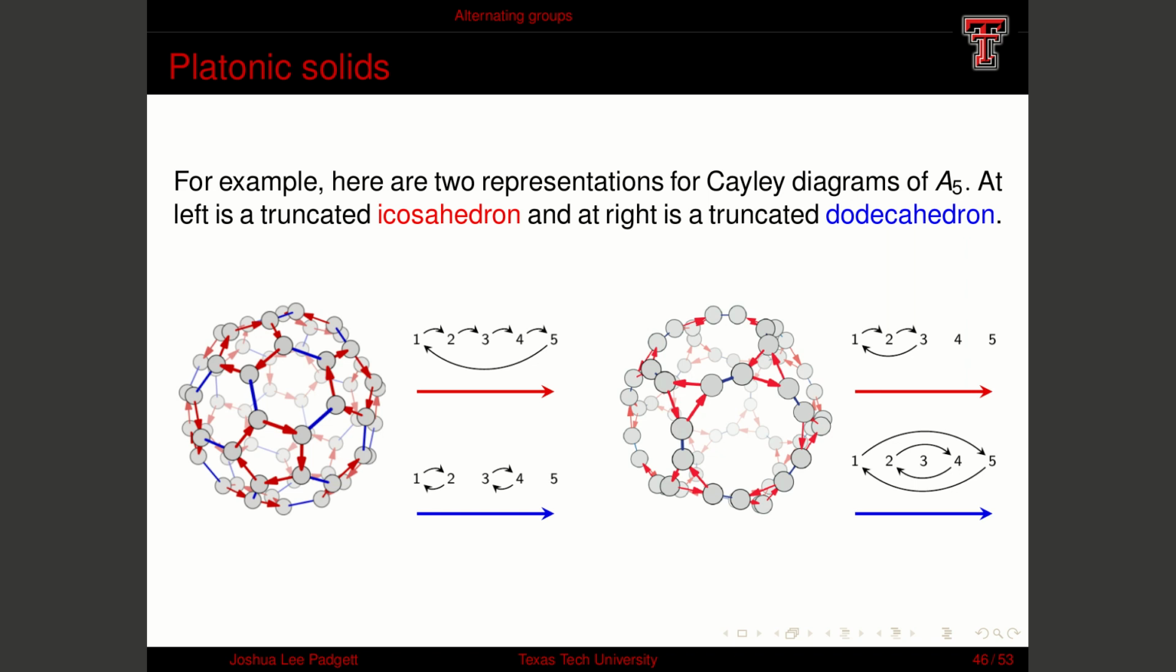This is just to simply let you know that these are 2 different representations for very complicated Cayley diagrams.